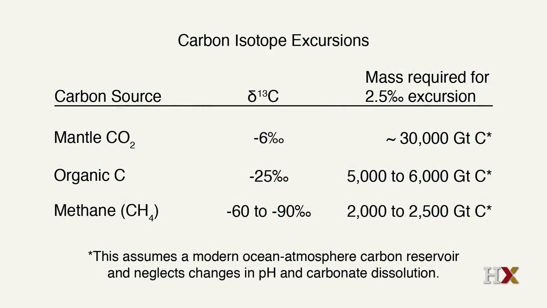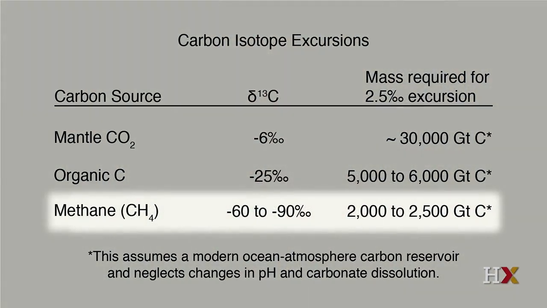Another idea was that the carbon that created the PETM isotope excursion came from methane. Now, methane is interesting because it's much more depleted in carbon-13 than regular organic carbon. It has a delta C13 somewhere between -60 and -90 parts per thousand. And so it only requires maybe 2,000 or 2,500 gigatons of carbon to produce the same 2.5 to 3 per mil excursion. This is a much cheaper way of getting the excursion. And Jerry Dickens and colleagues in the mid-90s proposed that it was the release of methane at the PETM that actually created both the warming and the delta C13.